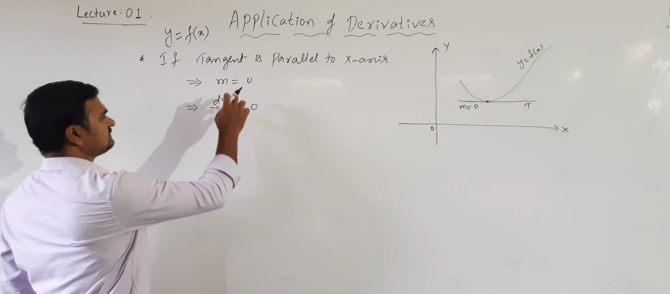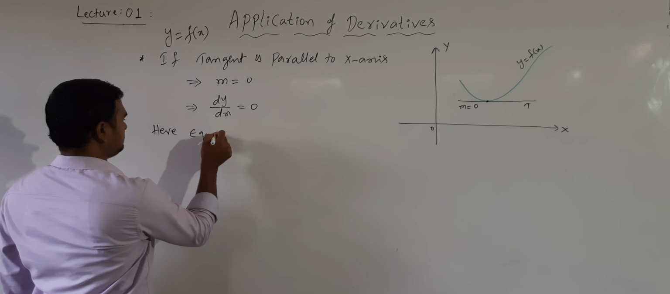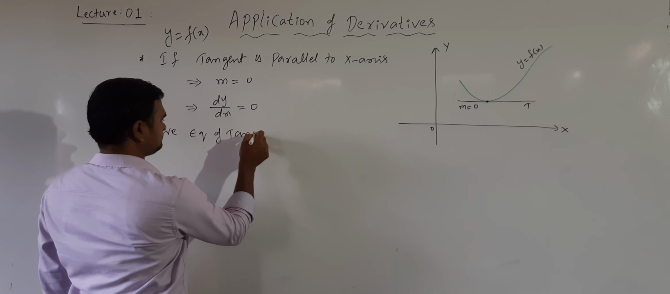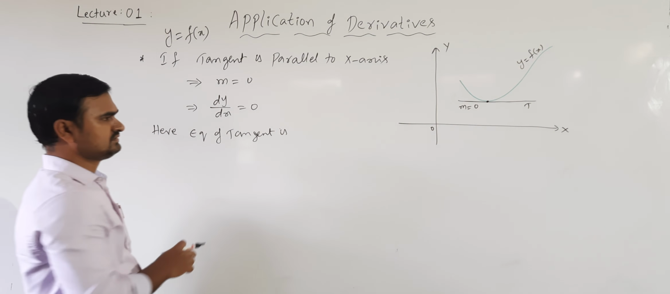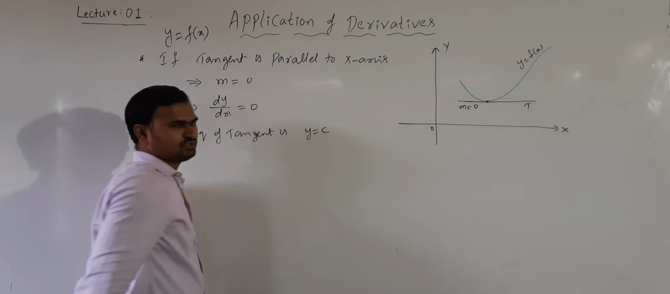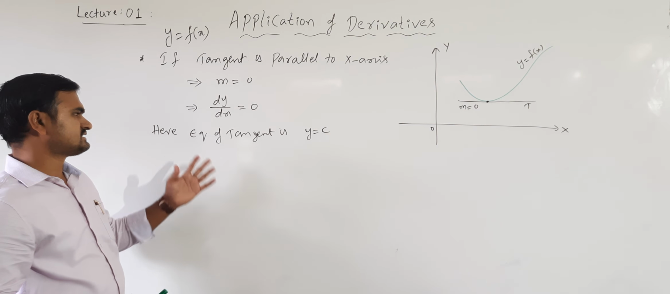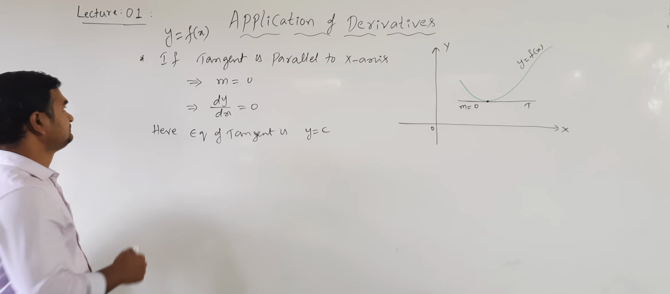And how do we write the equation of tangent here? Since it is a horizontal line, you can write y equal to some constant. So the equation of tangent is given by y equal to constant. Next.